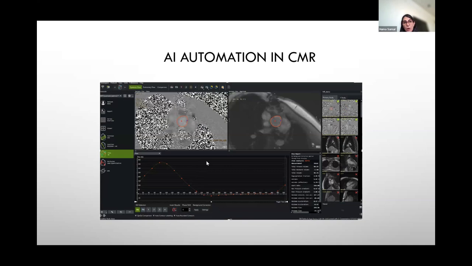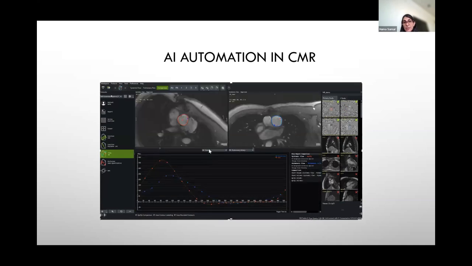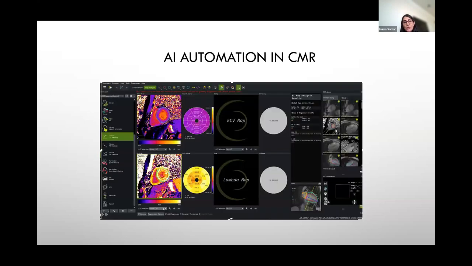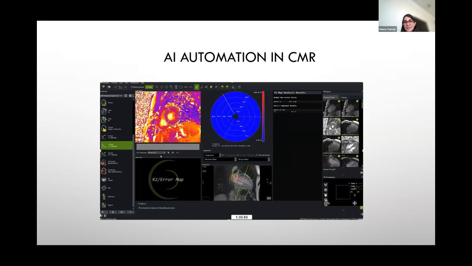This fully automated software will also segment the flow velocity images to automatically segment the aorta and the PA to perform a Qp/Qs. And then it also will segment the left ventricle to perform automated T1 and T2 mapping, which makes it much easier to get a global T1 and T2 map rather than manually segmenting these slices.